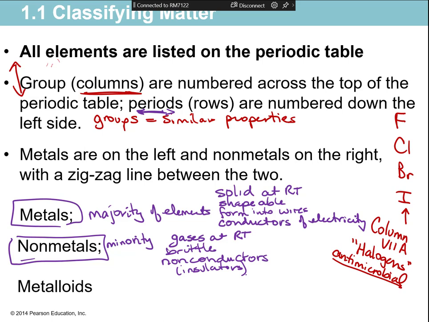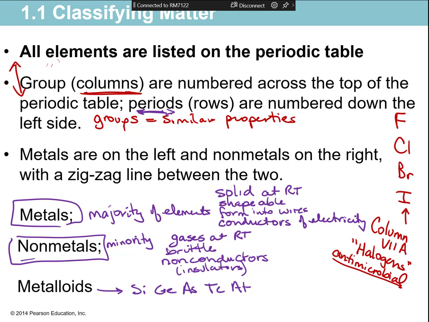Now, there is a group down at the bottom. The group at the bottom are the ones that you find right along the zigzag line. So the ones that are like silicon, germanium, astatine, arsenic, tellurium, all of these that run right along that zigzag line, they call them metalloids. And they got this name because they have some characteristics like a metal, some characteristics like a non-metal.